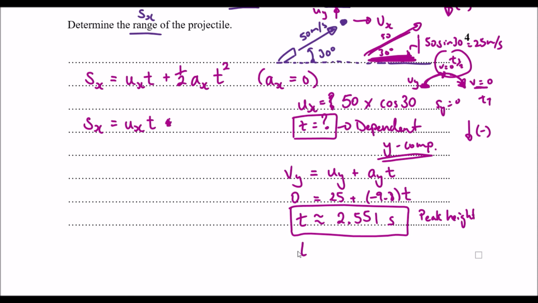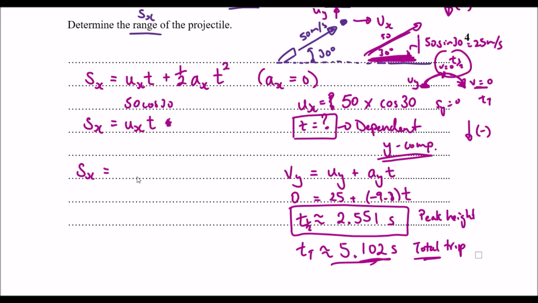If I want to find the total time, I multiply the half time by 2, and I find that it's approximately 5.102 seconds. So that's the total trip time. Now that I know the total time of the projectile's motion, I can substitute this in to find the overall displacement. So ux, we said, was 50 cos 30. Let's see if that's a nice round number we can use. And if not, we can just use 50 cos 30.